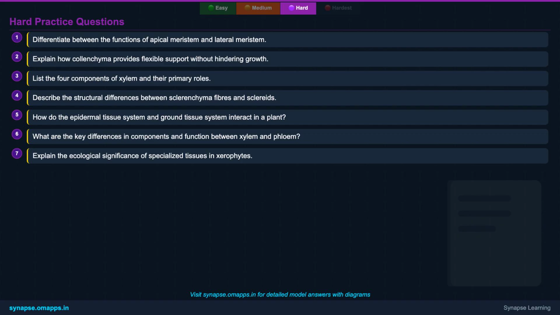How do xerophytes adapt their tissues for water conservation? Which tissue system provides the main structural support in young stems? And finally, what is the primary function of sieve tube elements and companion cells?